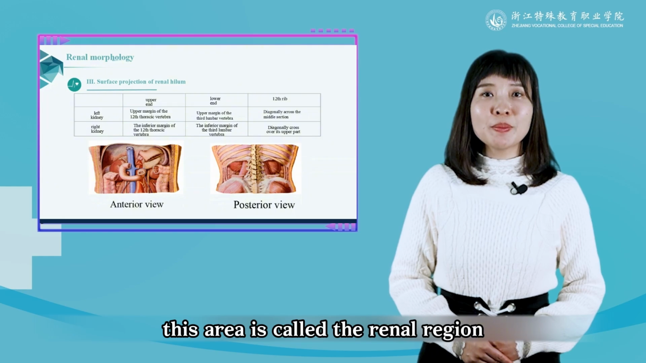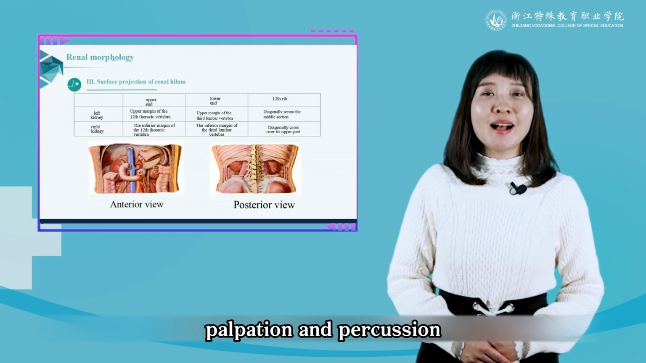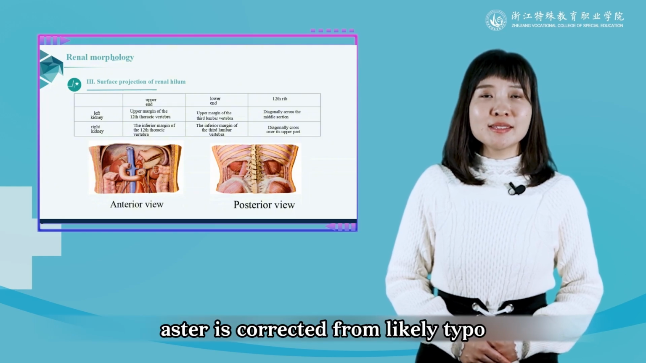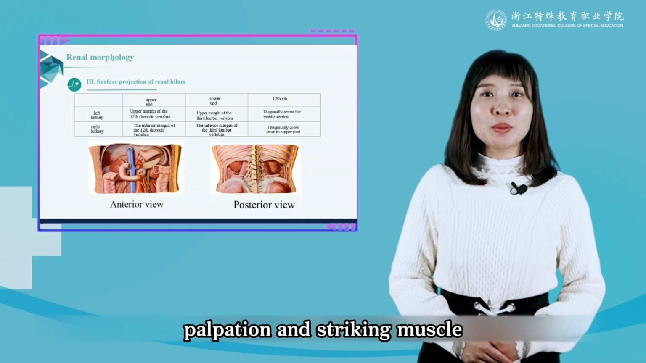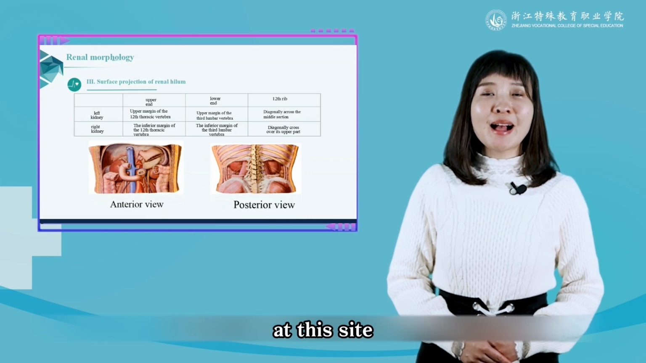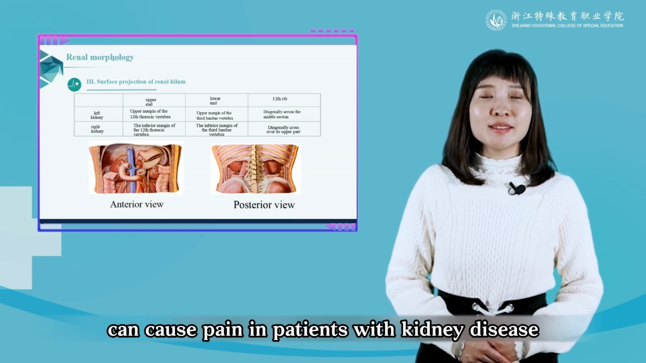This area is called the renal region. Palpation and percussion at this site can cause pain in patients with kidney disease.